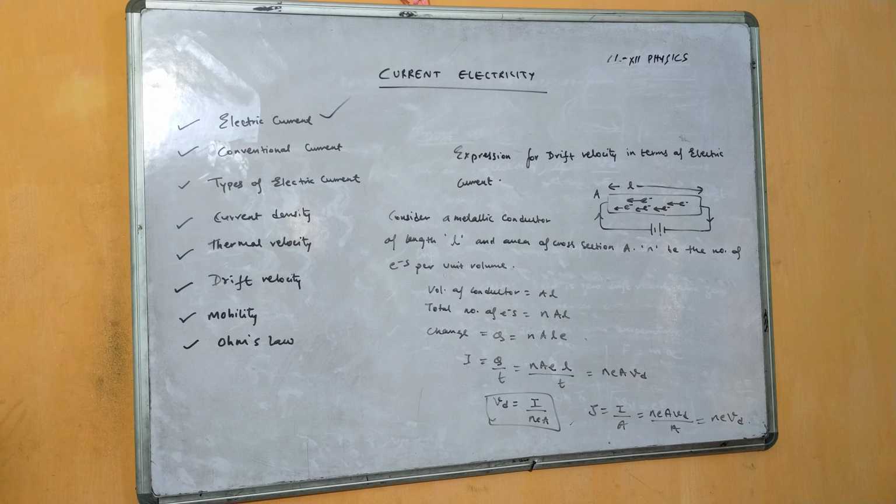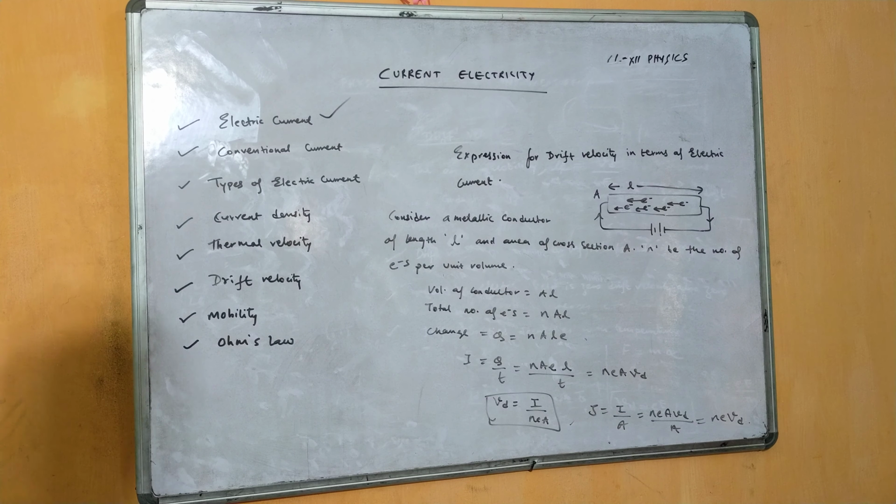On the board you can see I have derived an expression for drift velocity in terms of electric current. This is a very important question in terms of boards. They ask what is the relation between drift velocity, that is Vd, and I. The expression is I equals neAVd, and we are going to derive this expression. First, I have considered a conductor of length L. Let us consider the area of cross section to be A and the number of electrons per unit volume to be n. So the volume of the conductor is A into L.